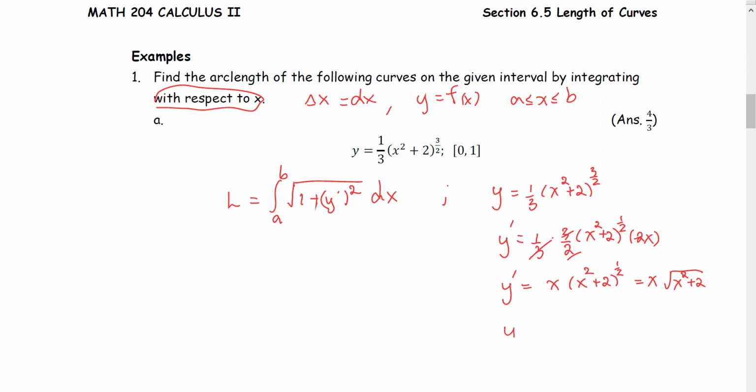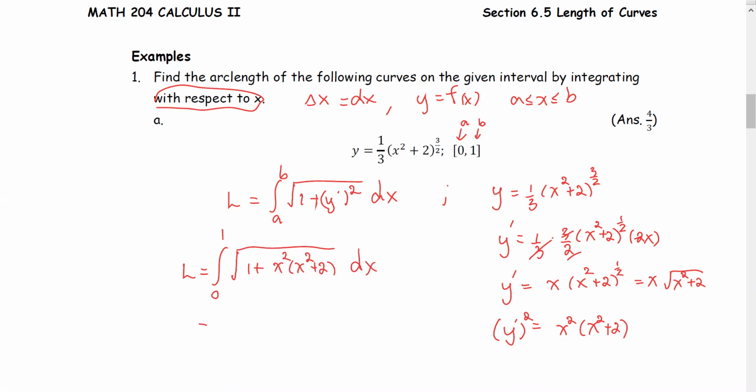We're going to need the square of y prime. Let's set it aside. The square of y prime would be x squared multiplied by x squared plus 2. And then back to the formula, L equals the integral from point A to point B. In our case, A is 0 and B is 1. So 0 to 1, square root of 1 plus the square of y prime that we got on the side, which is x squared times (x squared plus 2).